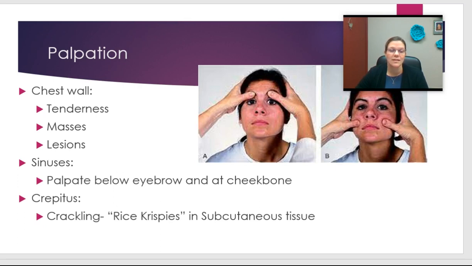Crepitus would be like popping or cracking that's heard under the skin, and a crackling would be like Rice Krispies in subcutaneous tissue, and you'll feel that through palpation.